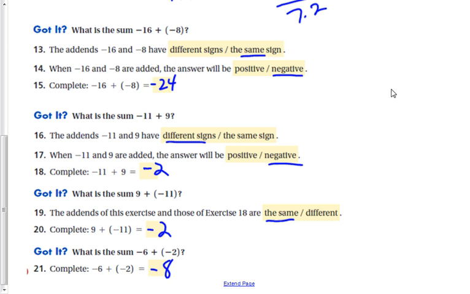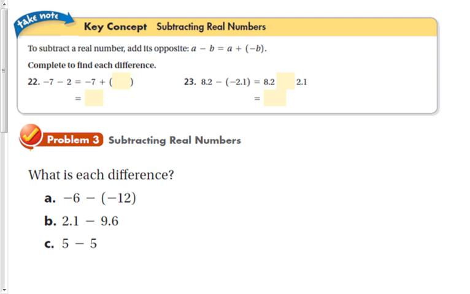All right, subtract real numbers. We're going to use the definition of subtraction, which says to subtract a real number, add its opposite. And just so you guys remember that, let's call that the definition of subtraction. Subtraction is adding the opposite.